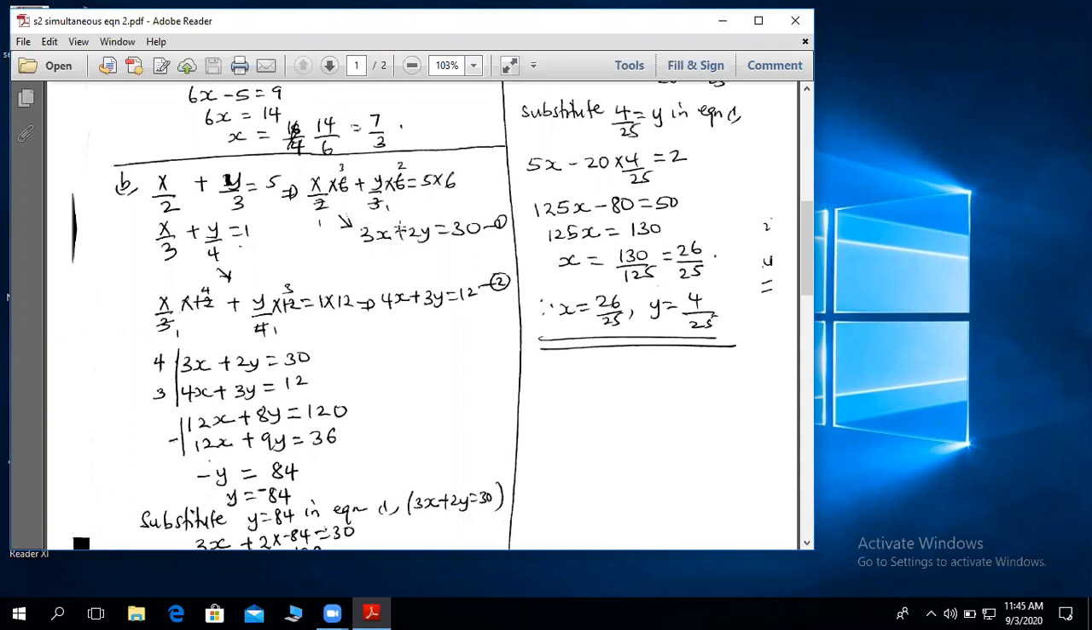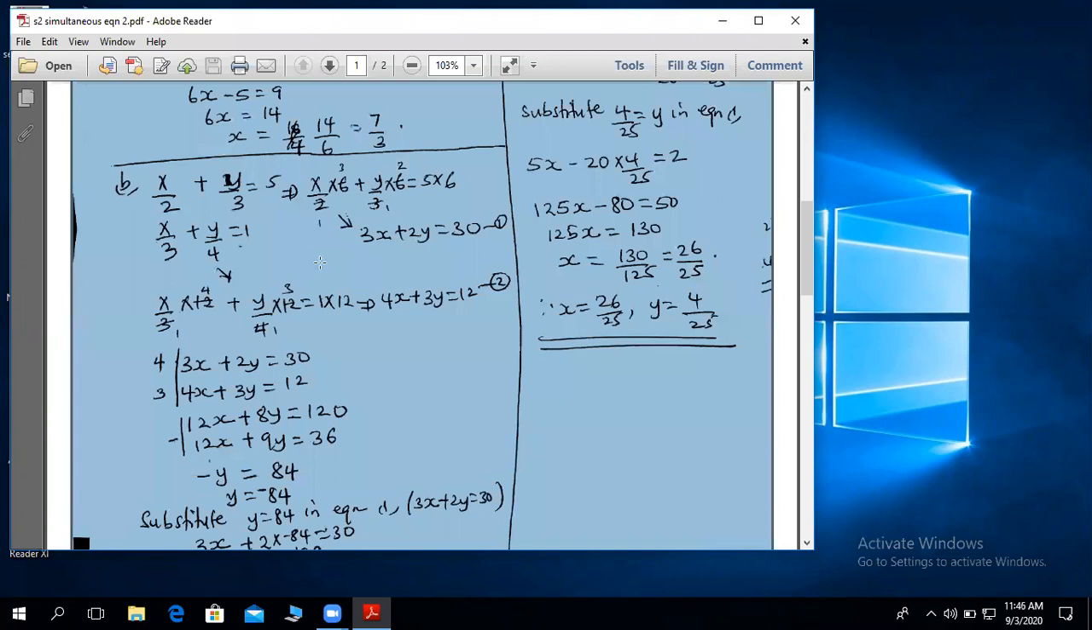And 6 by 3, I get 2y. This one is very clear to you, sincerely. And this becomes my equation 1, which does not contain fractions now. My equation 2 is here.